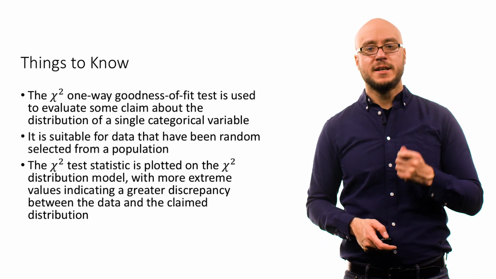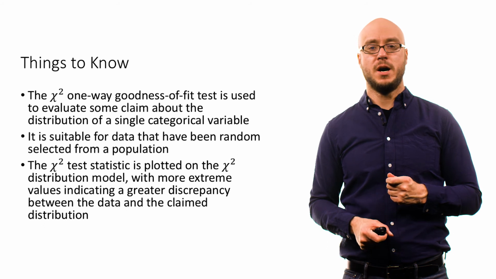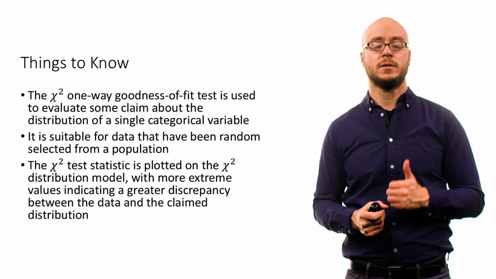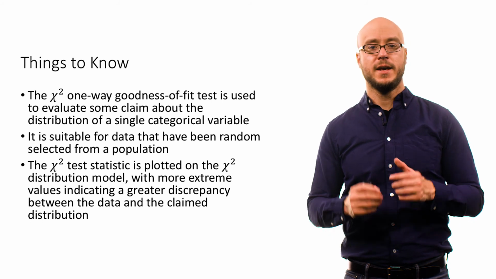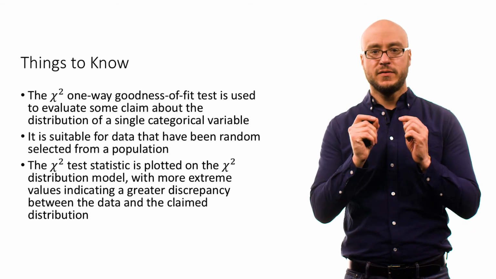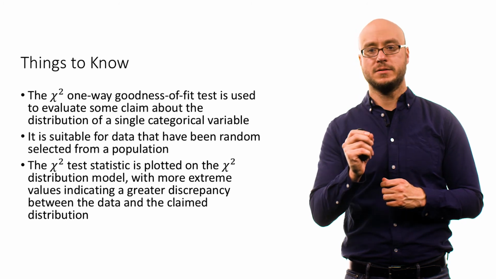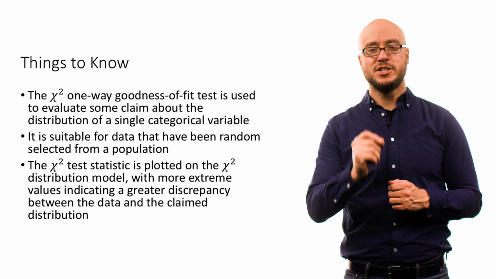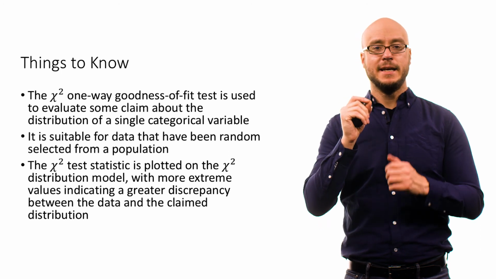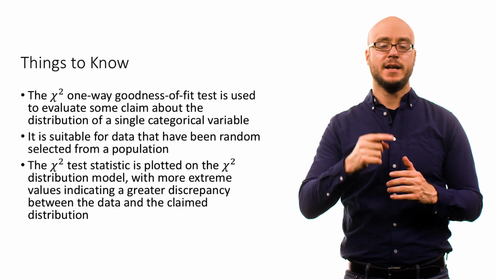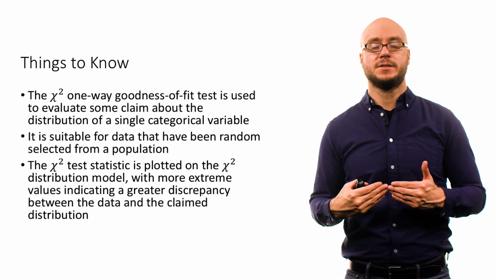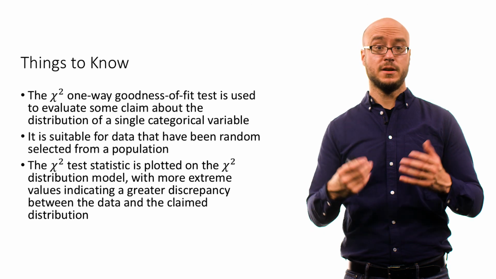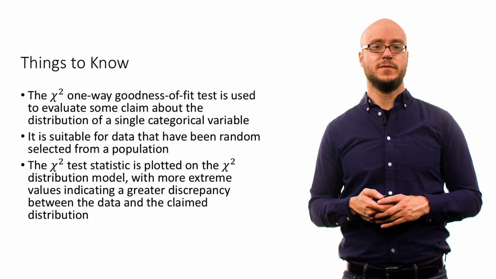The chi-square test statistic is plotted on the chi-square distribution model. That's just a probability distribution, just like the standard normal model, just like the t-distribution model. The chi-square test statistic is just a function of those expected and observed counts. The more extreme values of the chi-square test statistic suggest a greater discrepancy, a greater inconsistency between the data and the claimed distribution, leading us to reject the null hypothesis. With that, we conclude our discussion of the chi-square one-way goodness of fit test.